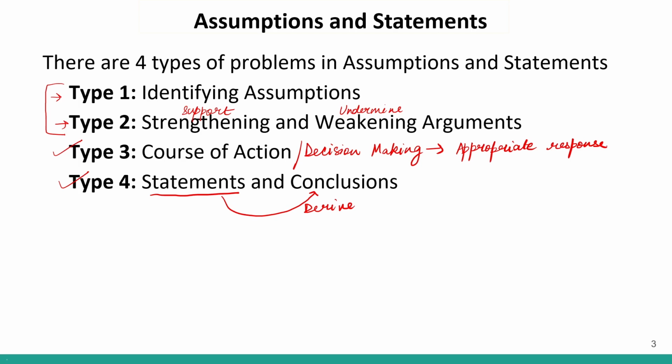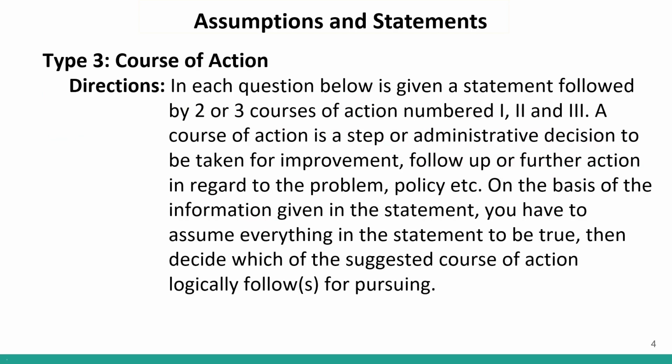So let us start with type 3. Type 3 is course of action, also known as decision making. Let us read the directions. In each question below is given a statement followed by 2 or 3 courses of action. They are numbered 1, 2 and 3. So each statement can have either 2 courses of action or 3 courses of action.